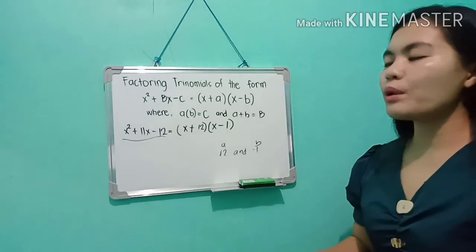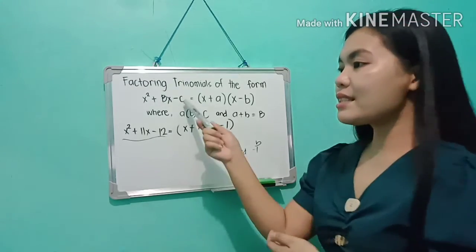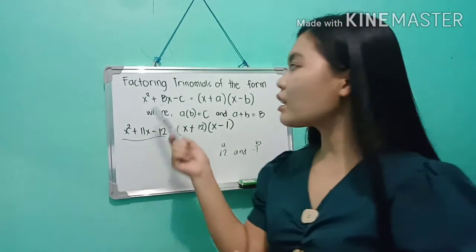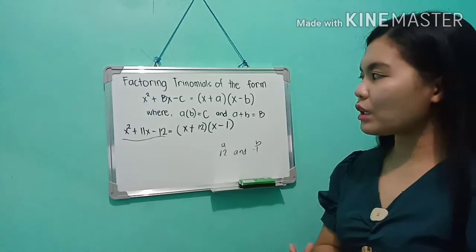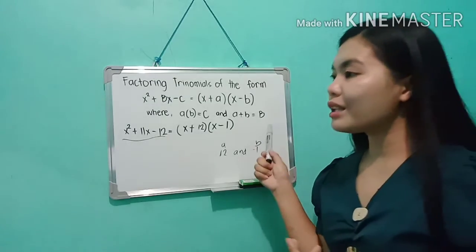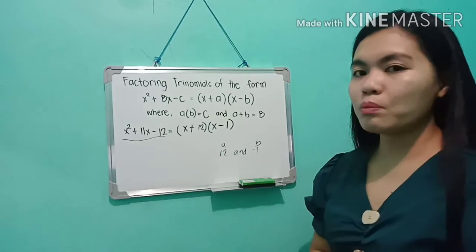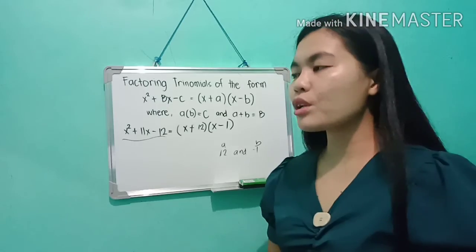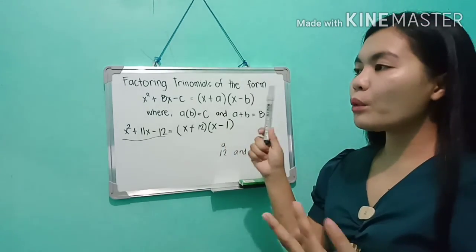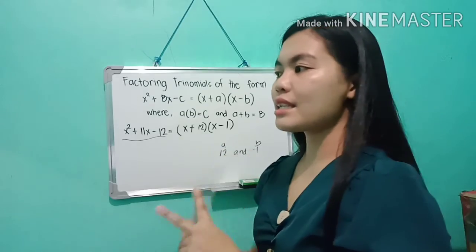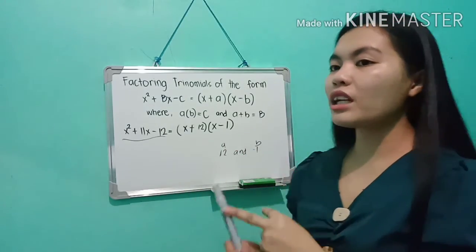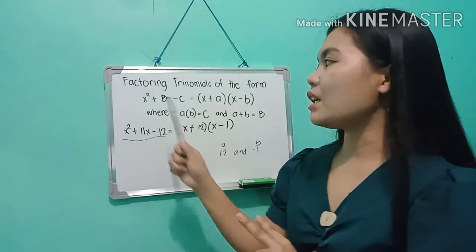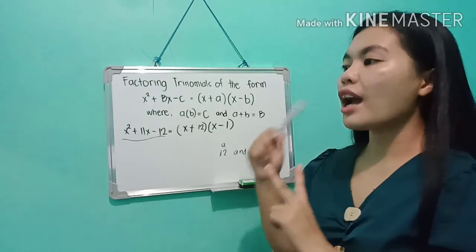So yun yung gagawin. Laging tandaan, if ever negative si C, hahanap kayo ng dalawang numbers na kung i-multiply nyo, magbibigay ng value ng C or mag-satisfy niya ng value ng C. We're going to add it. It will give you the coefficient B or the middle term. So kung negative si C, hahanap kayo ng numbers na yung dalawang numbers ay isang positive at isang negative. Yung positive ay yung malaking number since positive yung B. At saka yung maliit na value ng number ay negative.